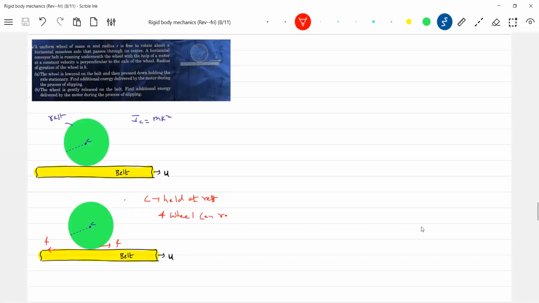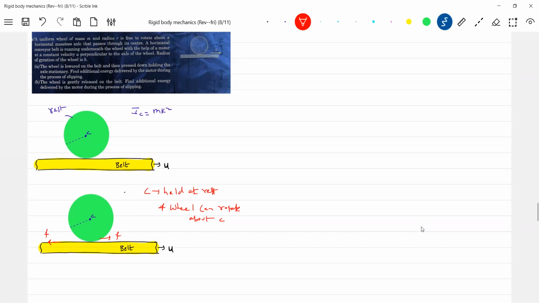The wheel can rotate about C. Okay, that was the initial discussion of this one. The friction which is acting will apply torque, and because of torque, there will be an angular acceleration. The center of mass can accelerate, but the friction will not permit it. So therefore, it will have angular acceleration.